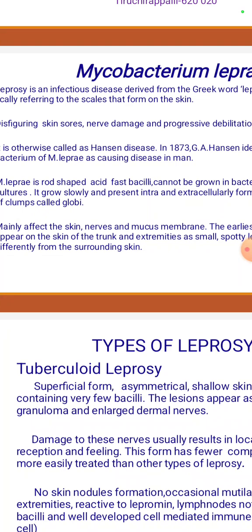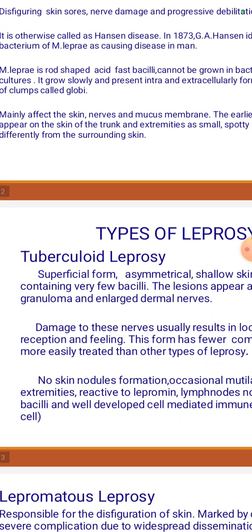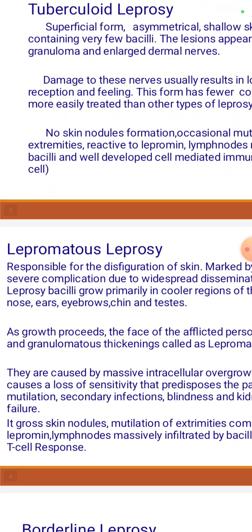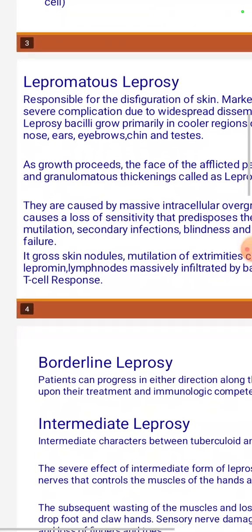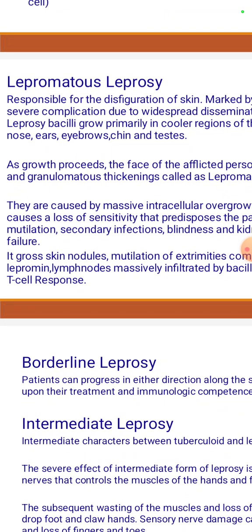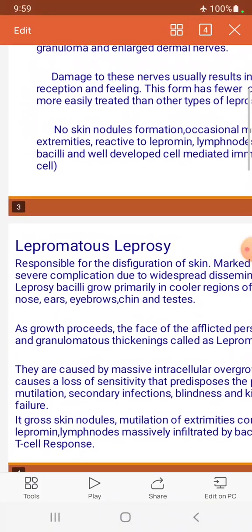Types of leprosy. Various types of leprosy were identified. One is tuberculoid leprosy. Second one is lepromatous leprosy. Third one is borderline leprosy. And fourth one is intermediate leprosy.